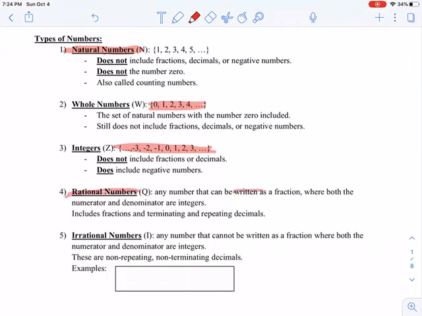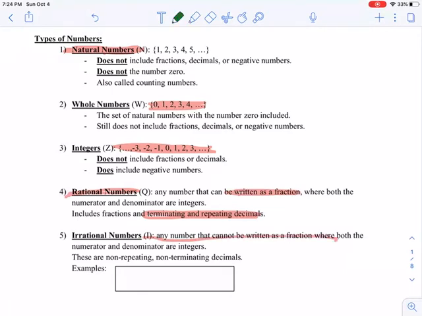Rational numbers are any number that can be written as a fraction, where both the numerator and denominator are integers. So this includes fractions and terminating and repeating decimals that we learned in the last lesson, because you can turn those into fractions. And then we have irrational numbers, any number that cannot be written as a fraction.